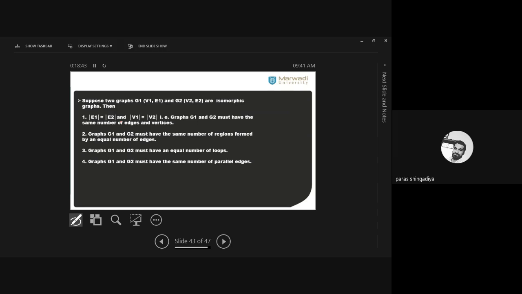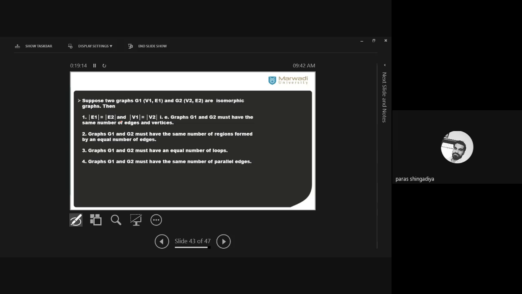Number of edges means |E1| is equal to |E2|, and the number of vertices of both graphs and the number of edges of both graphs should be equal. Both should be the same. Okay? If it is not equal, if one graph contains 5 edges and the second graph contains only 3 edges, then it is not isomorphic. Okay? But which graphs will we verify as isomorphic? Both graphs contain the same equality, meaning both contain the same number of edges and vertices.